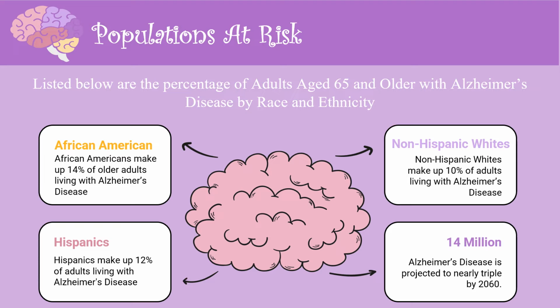Populations at risk. Listed below are the percentage of adults aged 65 and older with Alzheimer's disease by race and ethnicity. African Americans make up 14% of older adults living with Alzheimer's disease. Hispanics make up 12%. Non-Hispanic whites make up 10%. There are currently 14 million people living with Alzheimer's disease, and it is projected to nearly triple by 2060.